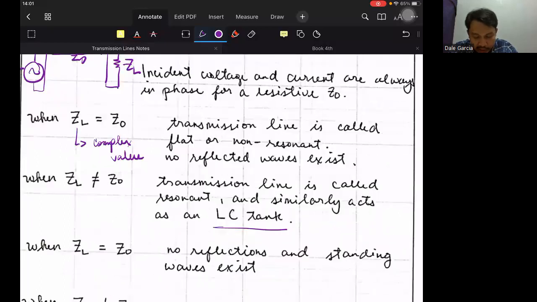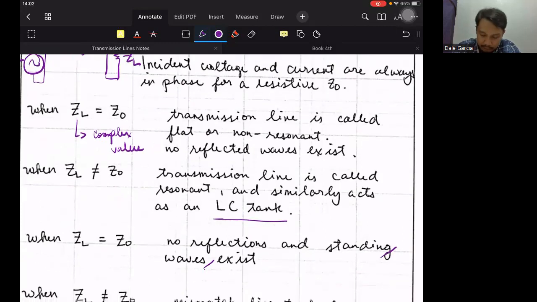Not only do reflected waves not exist when the load and characteristic impedance are equal, standing waves also do not exist. But of course, standing waves are a product of reflection, right? So, as we saw earlier in the video, the incident wave and the reflected wave, when we add their amplitudes, that's the effect: the standing waves.